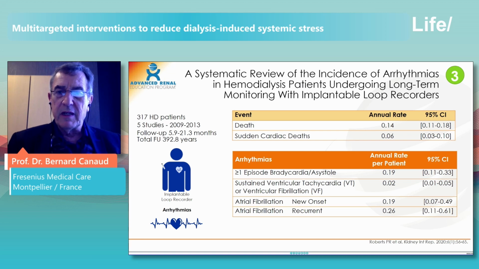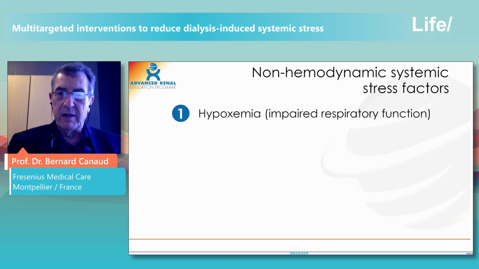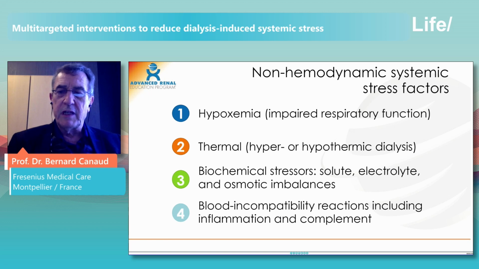is 14%, sudden cardiac death is 6%. But look at the incidence of bradycardia, asystole, which is 90%, sustained ventricular tachycardia, 2%, atrial fibrillation, between 19 and 26%. So you understand that this arrhythmia incidence is much higher than expected, and certainly what is reported by the clinical, I would say, hospitalization or management of this patient.